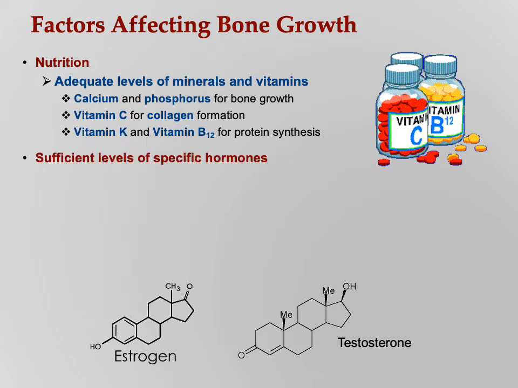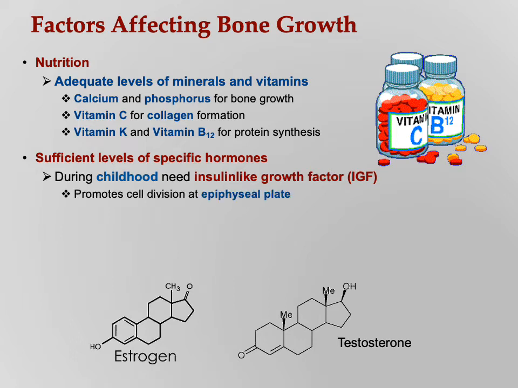You have to have sufficient level of specific proteins. So during childhood, insulin-like growth factor. Remember, we've mentioned growth factors before. So nerve growth factor, epidermal growth factor, insulin-like growth factor. These are hormone-like substances. They're very important in regulating growth throughout the body. Lots of research these days on growth factors. Promotes cell division at the epiphyseal plate. So notice, hormonal and growth factor deficiencies could also cause abnormal growth.